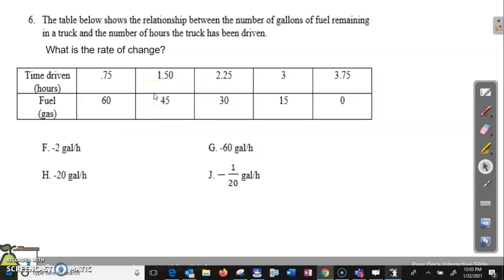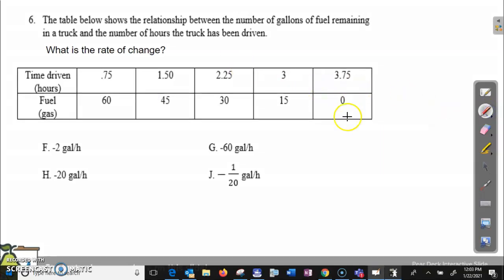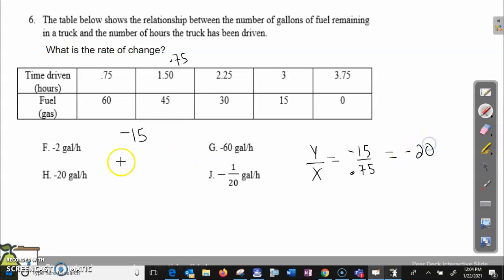Boom, rate of change, guys. Once again, you should know that rate of change is slope. You need to find the rate of change of this question. So remember, rate of change, the difference in y over the difference of x. So let's find out the differences. From 0.75 to 1.50, that was an increase of 0.75. At the bottom, from 60 to 45, it went down 15. So the difference in y is -15. The difference in x is 0.75. Whenever you divide, you are going to get -20.